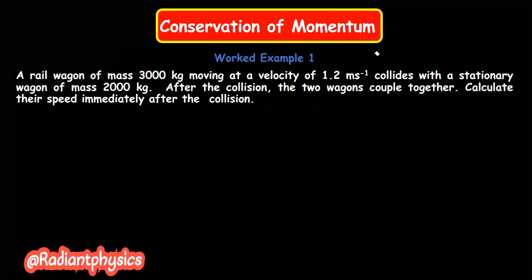This is our first example which we are going to consider. A rail wagon of mass 3,000 kilograms moving at a velocity of 1.2 meters per second collides with a stationary wagon of mass 2,000 kilograms. After the collision, the two wagons couple together. Calculate their speed immediately after the collision. Couples together here means they stick together and travel with the same velocity.